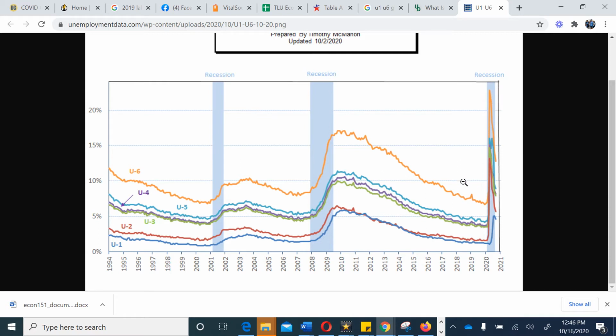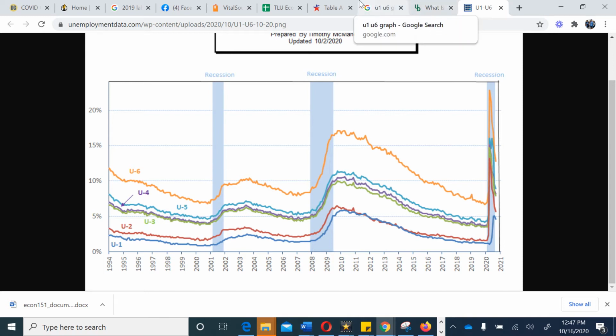So what are these measures? We have a number system for each of them. U3 is our official unemployment statistic. That's the number of people unemployed divided by the labor force. U2 and U1 are more strict than U3. They count even fewer people as unemployed. And U4, 5, and 6 are all counting more and more people as unemployed.